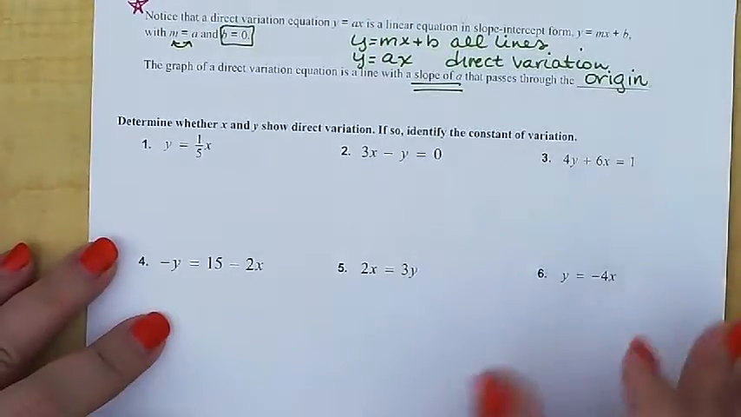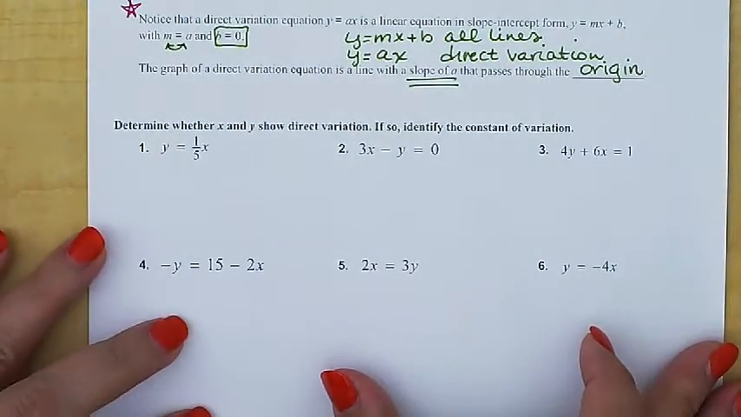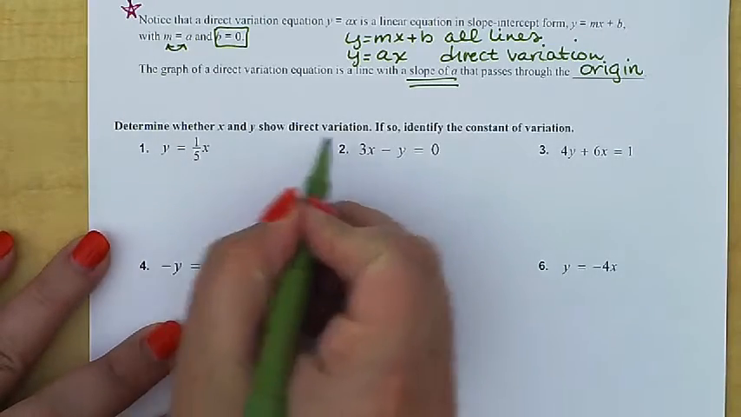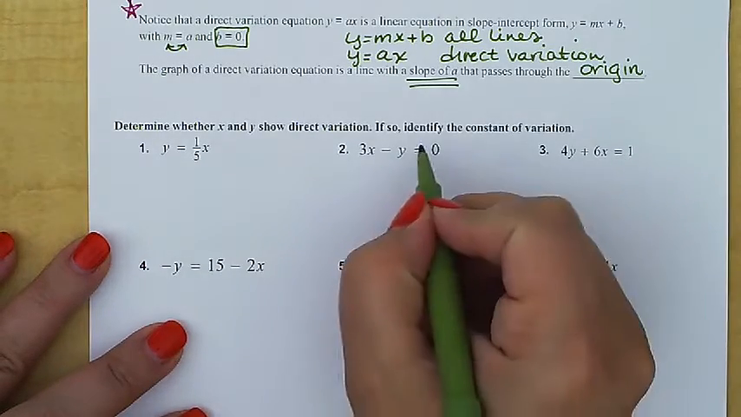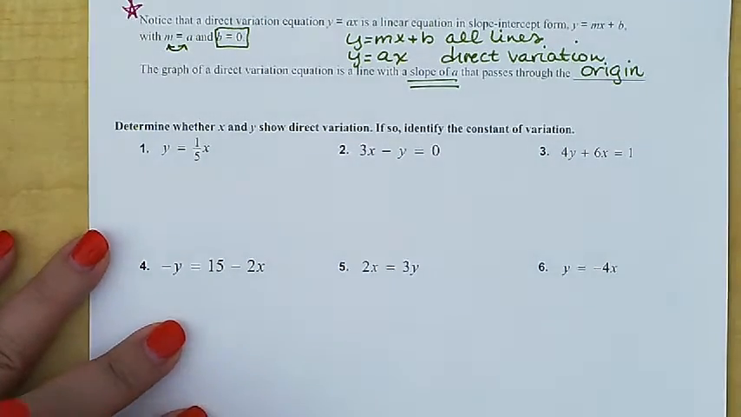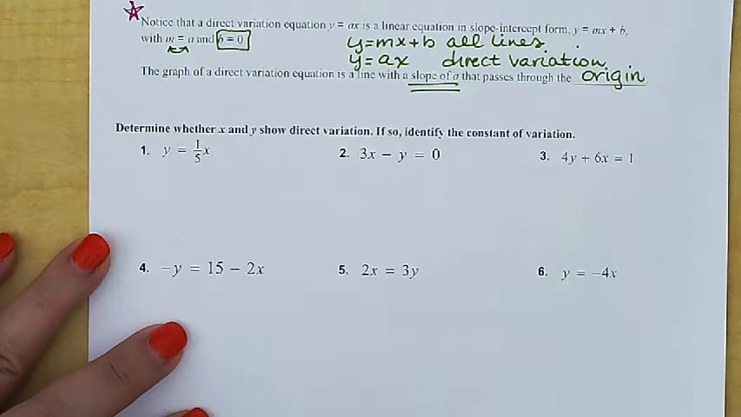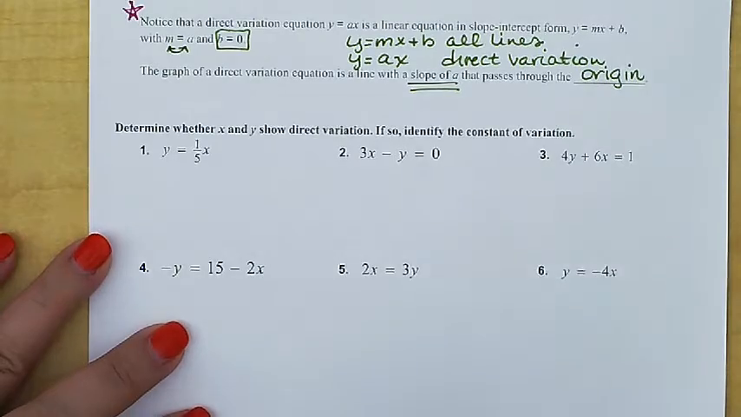So that's where we're headed today: how to tell when a line happens to be part of this sort of special VIP group, if you will. Determine whether x and y show direct variation, and if so, identify the constant of variation. So we first need to decide, is it direct variation, yes or no? And if it is, we need to identify the constant.